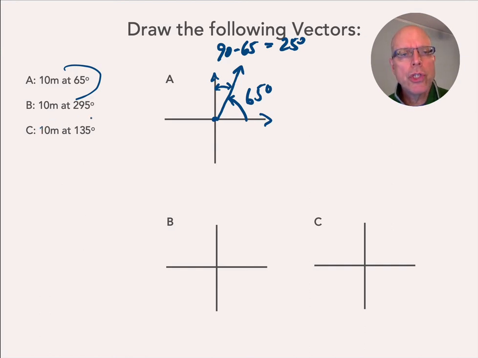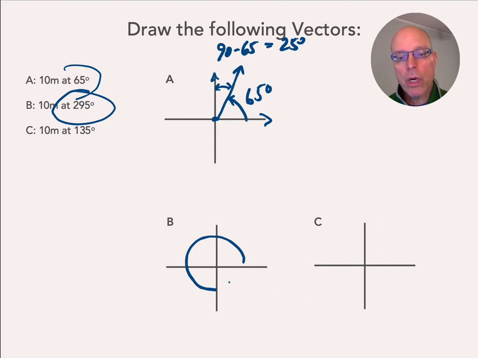10 meters at 295 degrees. So we're going to think about our axes. Quadrant 1 is 0 to 90. 2 brings us up to 180. Quadrant 3 brings us up to 270. So we're actually in the fourth quadrant with this guy. Okay? Here's what I do. I spin up to 270, and then I use the kind of thinking I was just doing.